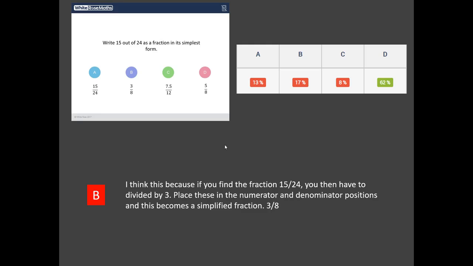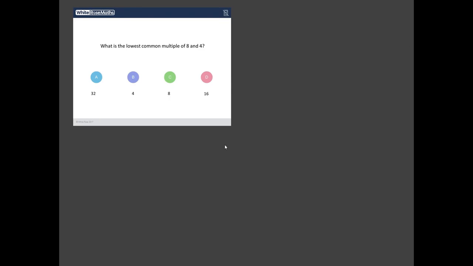Okay, let's take a look at the second worst answered question, and it is this one here. What is the lowest common multiple of 4 and 8? We've got to be careful here. We don't muddle up factors and multiples. I like to think of multiples as the times tables of those numbers. So if I start with 4, then all the multiples of 4 are the 4 times table. So I have 4, 8, 12, 16, 20, and so on and so on.